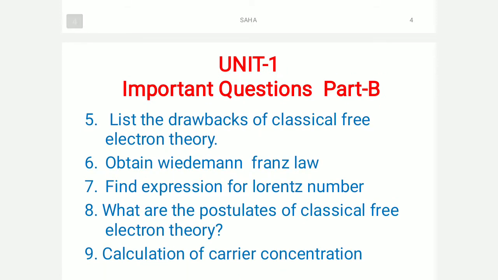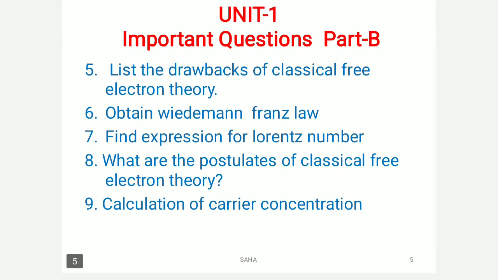Seventh question, find the expression for Lorentz number. So we have to write the Lorentz number derivation. The Lorentz number comes from the Wiedemann-Franz law, so we have to write the Wiedemann-Franz law with the Lorentz number, both. Eighth question, what are the postulates of classical free electron theory? For this question we have to write only the postulates of classical free electron theory.